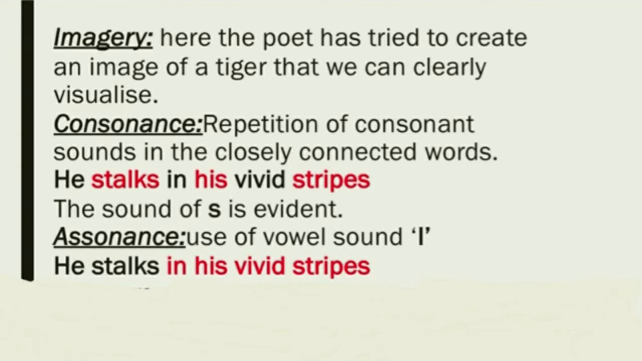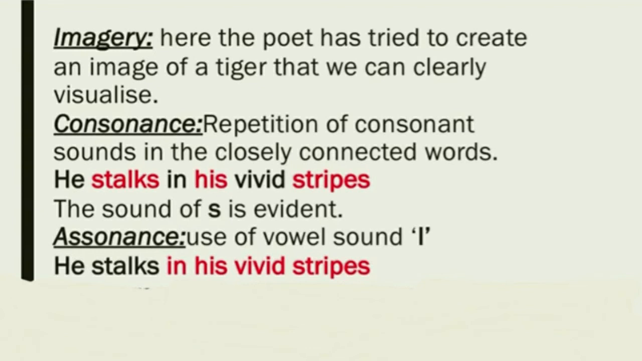It is repeated here. It is not compulsory that only S is repeated. No. Other consonant sounds may come in other words. But here which consonant sound is given? S. So S is repeated in different words. So it comes under consonance. Okay. Now we will move to the next poetic device. It is assonance. Now what is assonance? Here which sound is repeated? Vowel sound is repeated. So you can see use of vowel sound I in the line. He stalks in his vivid strips. I from in, I from his, I from vivid and I from strips. So here this vowel sound I is repeated.